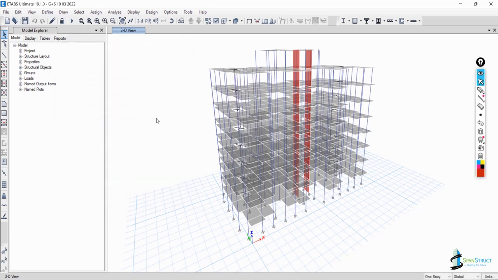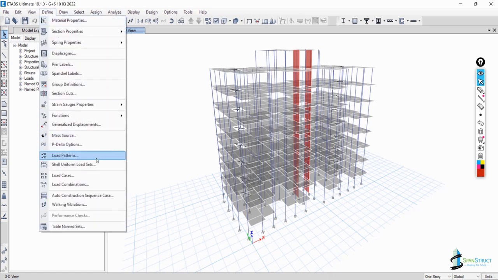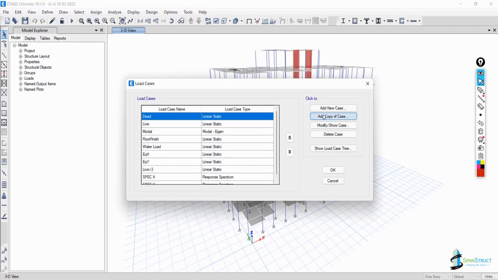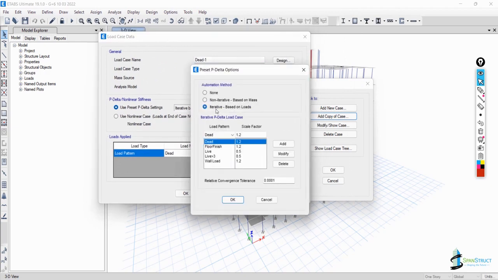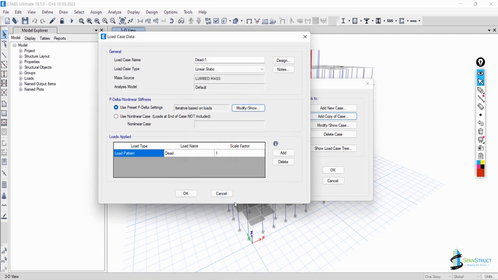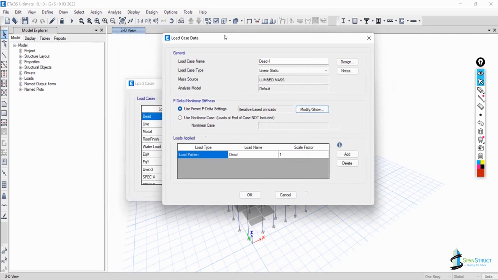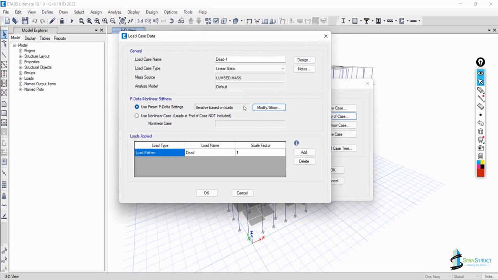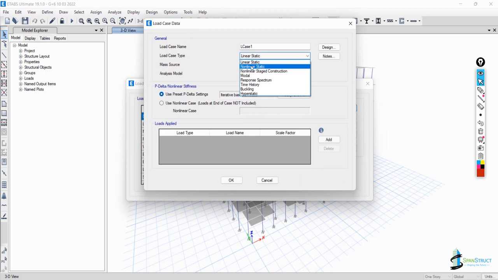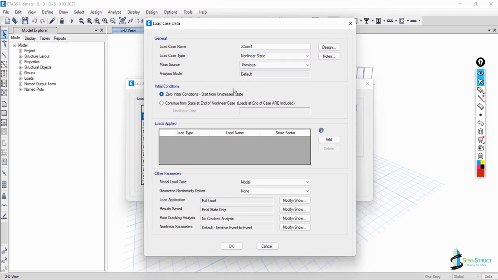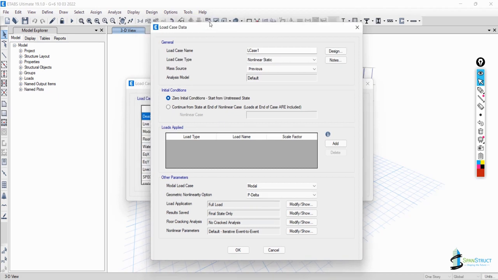If you want to introduce the P delta in a particular load case as a geometrical nonlinearity, you can input it. When defining the load cases, suppose I make a copy of the dead load case and want to introduce it here, I modify it and select iterative based on load and click OK. In this analysis you will find that P delta is applied. If you are defining any other nonlinear load cases, like time history or nonlinear static, and want to introduce the P delta, you can also do it there. In the geometrical nonlinearity option, you have to select the P delta option.